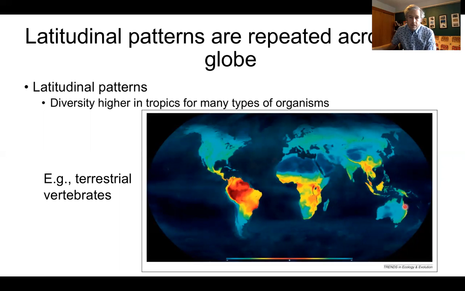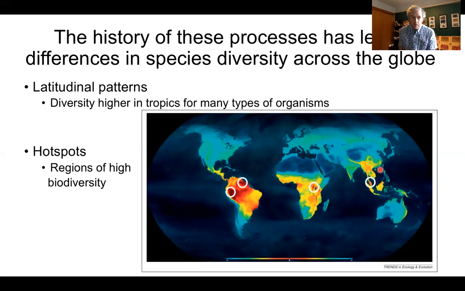Australia is a little bit weird, but the same pattern generally holds. Okay? So we have this continual pattern whereby we have the highest diversity at the equator in the tropical regions and lowest at the poles. Using this, we can also highlight what we call hotspots. Hotspots are regions of high biodiversity. You'll often hear people in conservation talking about biodiversity hotspots. This is what they're referring to: regions where you get really high levels of diversity.